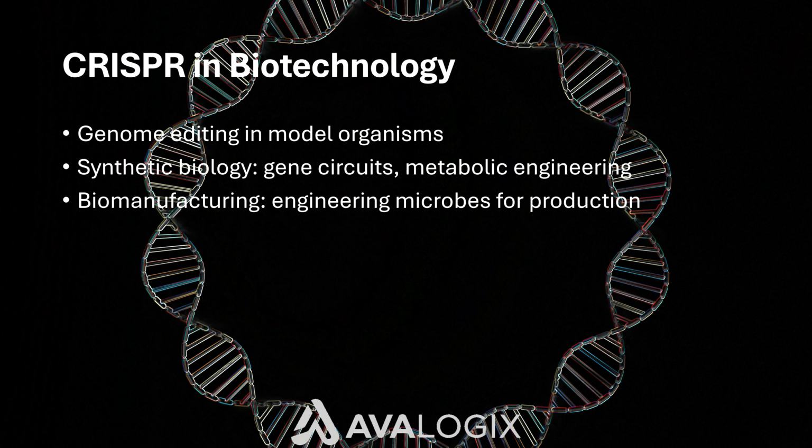Metabolic engineering is another area where CRISPR shines. By editing key enzymes or regulatory genes, scientists can rewire metabolic pathways to increase yields of desired products like ethanol, bioplastics, or pharmaceuticals. In biomanufacturing, microbes engineered with CRISPR are being used as factories to produce enzymes, biofuels, or even vaccines. The specificity, efficiency, and ease of CRISPR-based tools are rapidly transforming industrial microbiology and paving the way for sustainable biotechnology solutions.